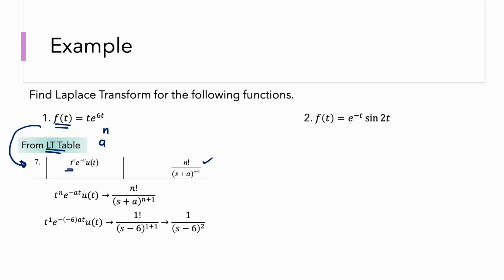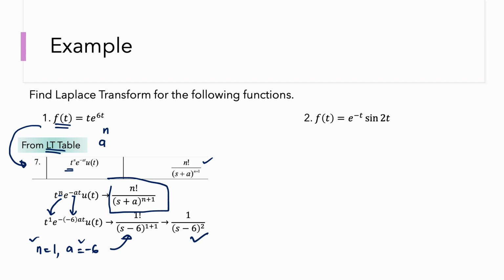So we need to identify the value of n and the value of a. We make a comparison with the equation that is given to us. From the given equation, we can say that the value of n is equal to 1, and the value of a is equal to negative 6. Once we have identified these variables, we can just substitute inside this S domain equation, and we will get the answer in the S domain as such.